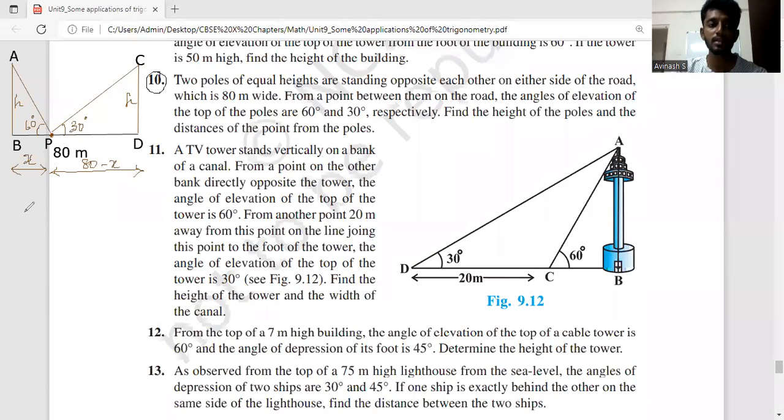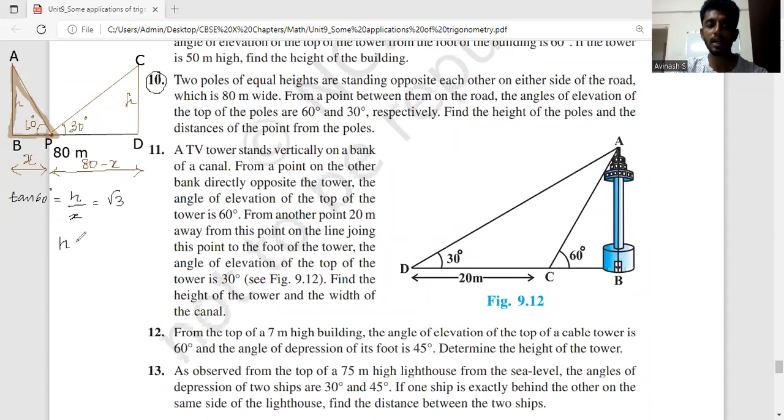Now let's try to find the answer for this. So very similar to the previous problem. First, I'm choosing this triangle, which I'm shading with brown color, and now I'm applying tan 60. When I apply tan 60, I get opposite side, which has been assumed as h, and adjacent, which has been assumed as x. So you get the value as root 3, because that is the value of tan 60.